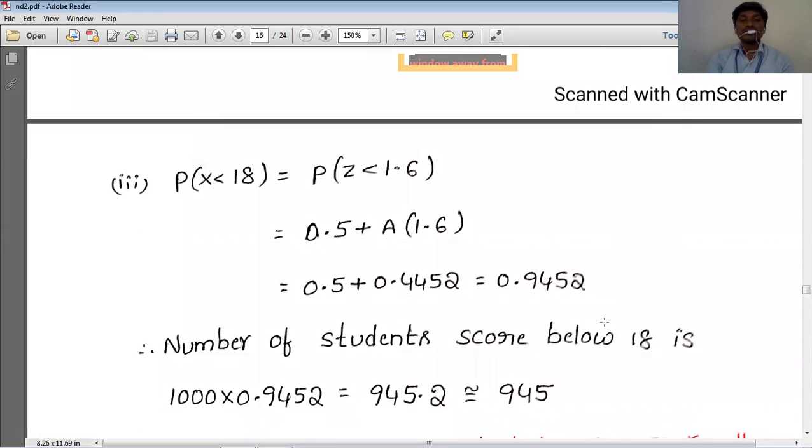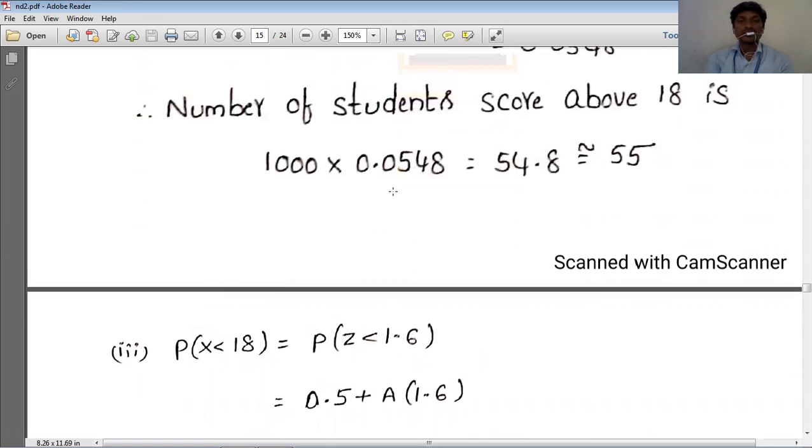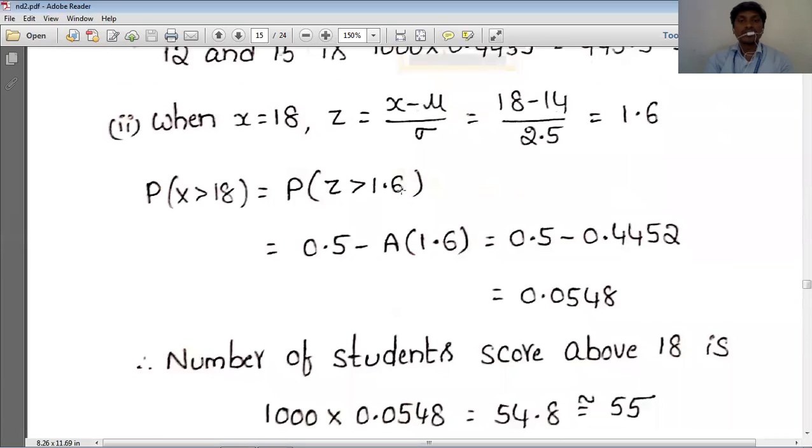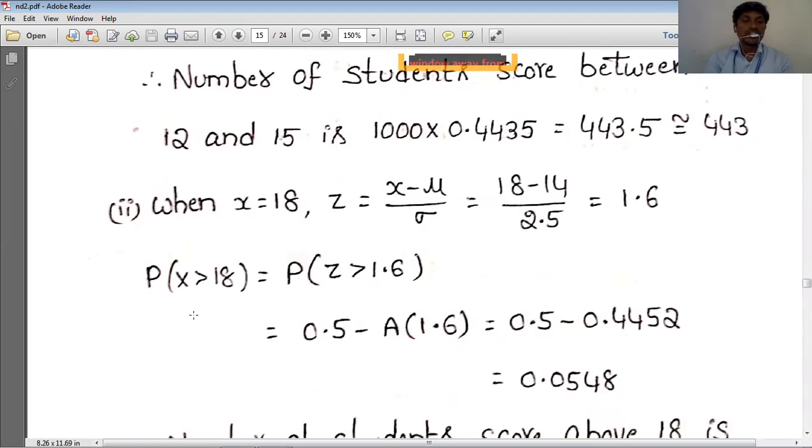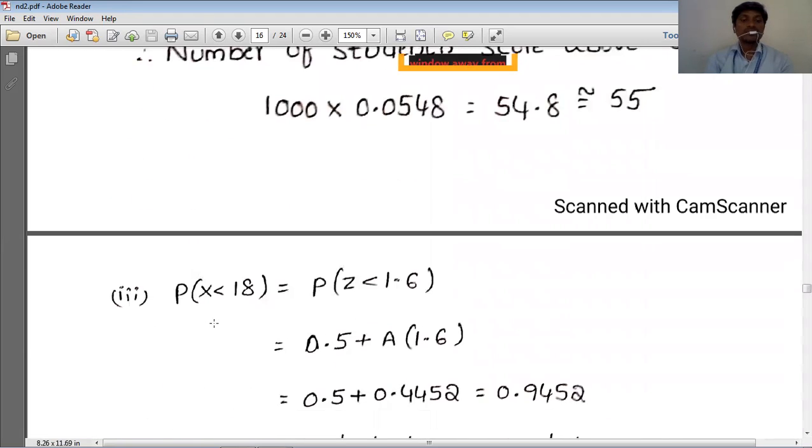Next, in the same way, next one: z less than 1.6. So here it is 1.6 as it is. Why? Because this is the same, there is no change in that. Same 18. But here it is greater than, there it is less than. So here it is 0.5 plus area of 1.6.